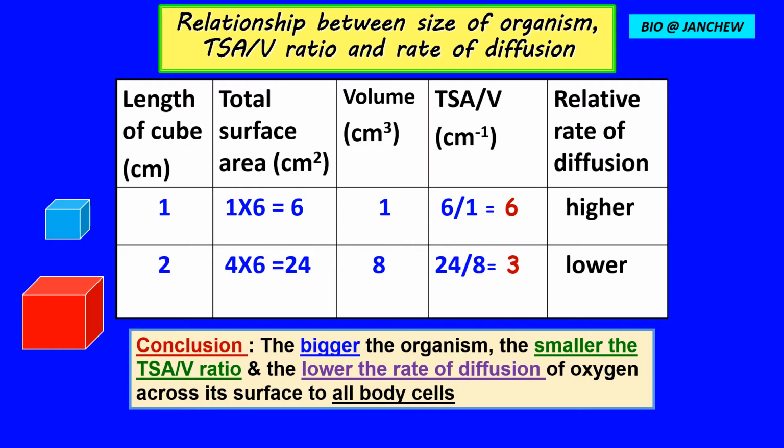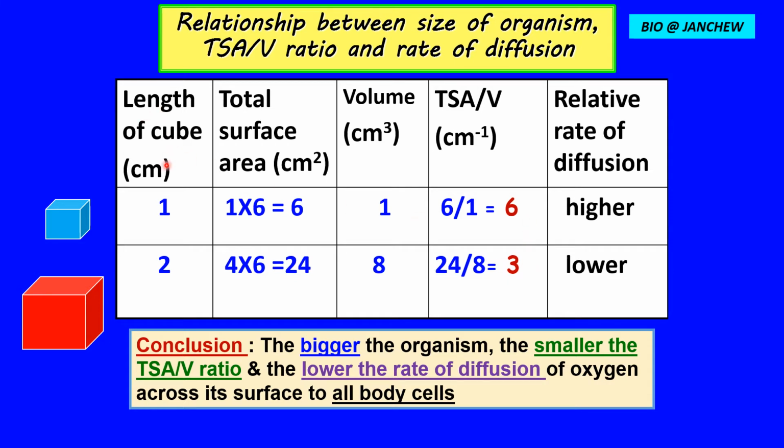Now, just now we said that since amoeba has a small size, its TSA per V ratio is large, larger compared to a big organism. So let's prove this by using cubes to represent the organisms. And then we're going to calculate the TSA per V ratio of the small cube and the bigger cube to see whether there is a difference in the TSA per V ratio as the cube size becomes bigger.